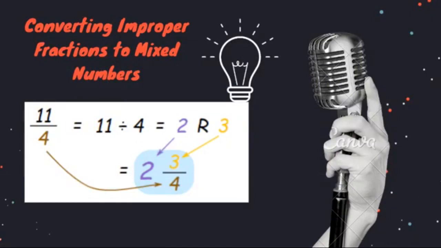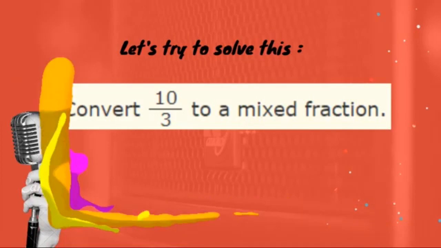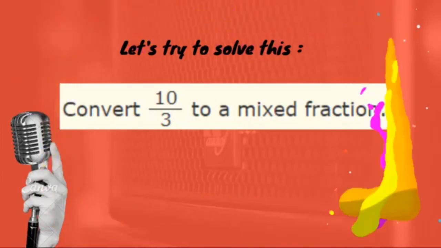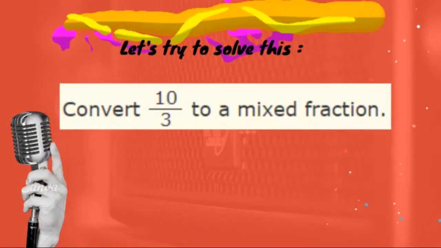That example can be written in a shorter way like this. 11 is divided by 4, it will be equal to 2 remainder 3. Number 2 becomes a whole number. The remainder, which is number 3, becomes the new numerator, and the denominator will be the same number 4. So the mixed number of 11/4 is 2 3/4. Try again to solve this question. I will give you 20 seconds only.